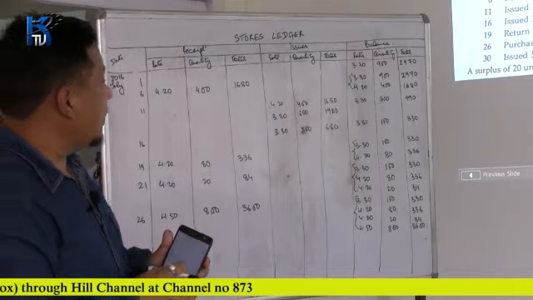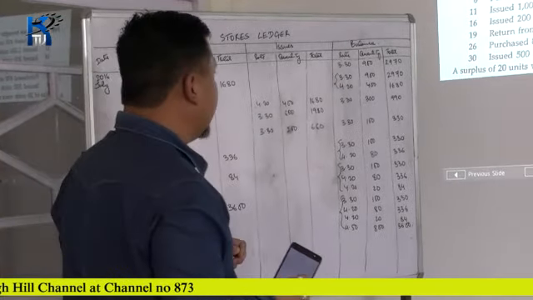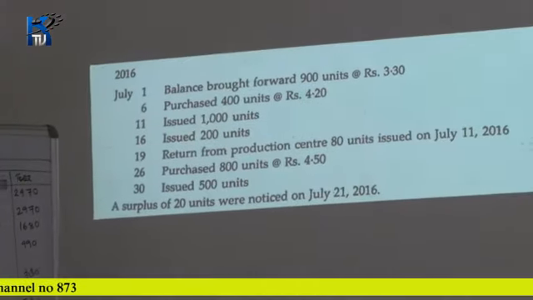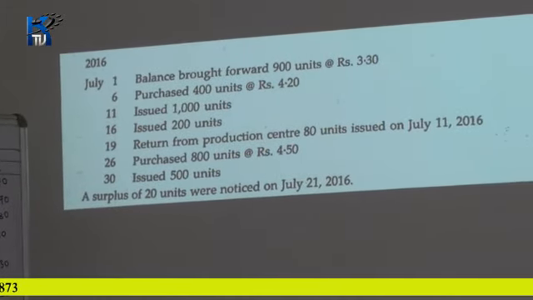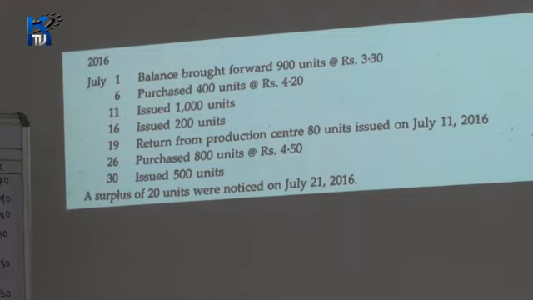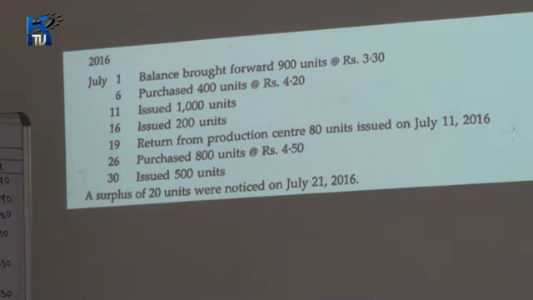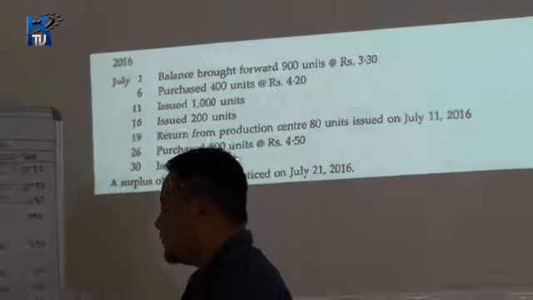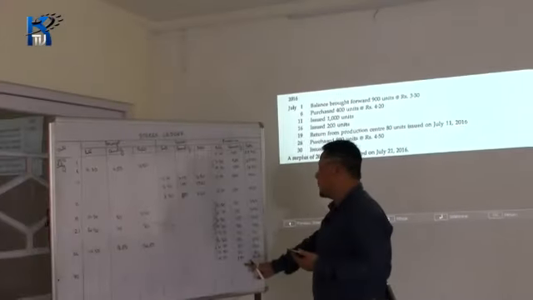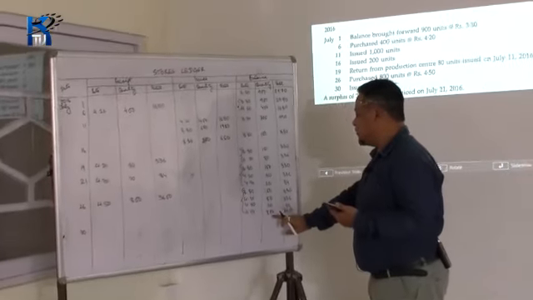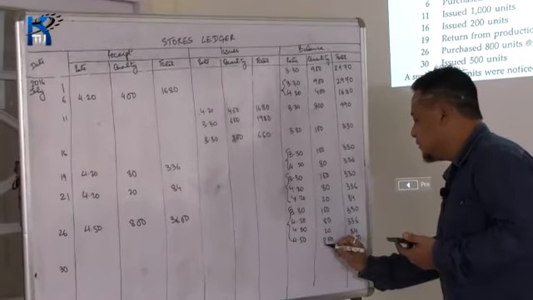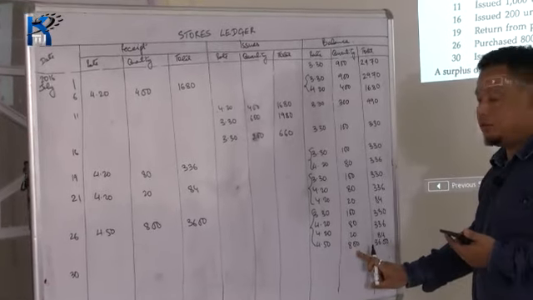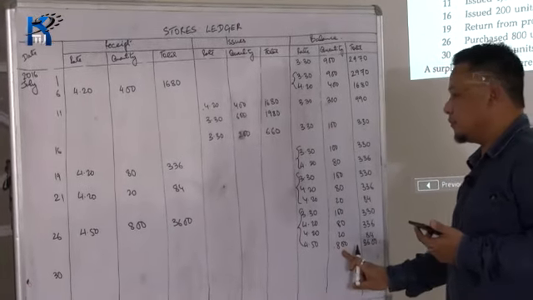Now we proceed to the last date, that is on 30th July. There has been an issue of 500 units on 30th July. In total 500 units are being issued. It will be issued from the last batch. That means it will be issued from this batch. Since it has 800 units, all 500 units can be issued from this batch.